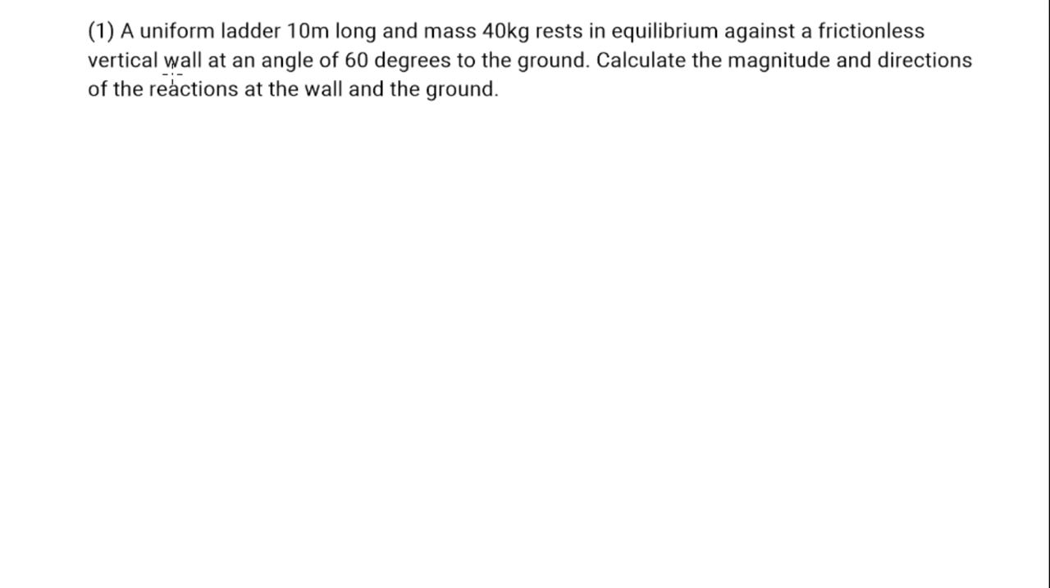A uniform ladder 10 meters long and mass 40 kg rests in equilibrium against a frictionless vertical wall at an angle of 60 degrees to the ground. Calculate the magnitude and directions of the reactions at the wall and the ground.